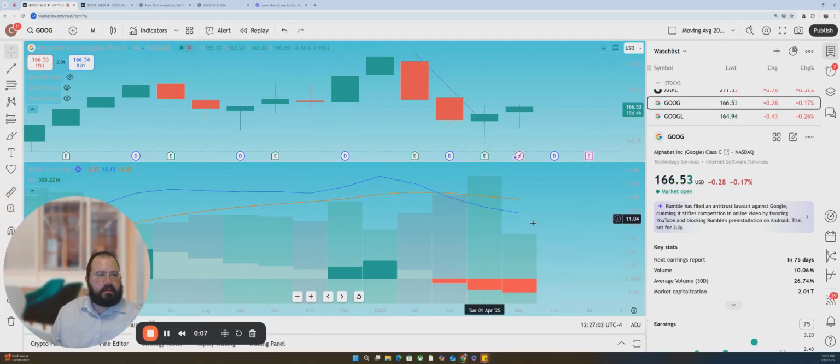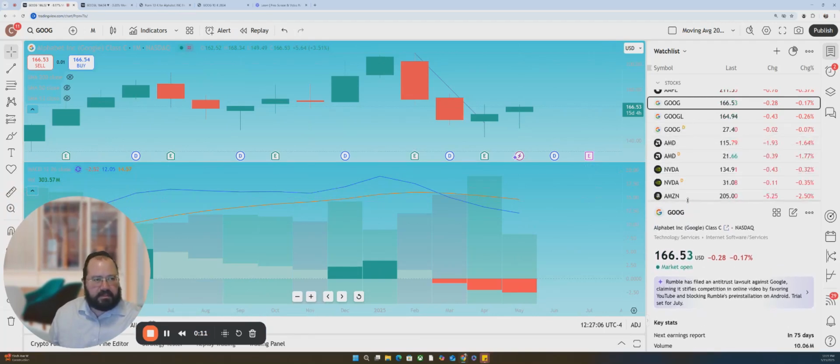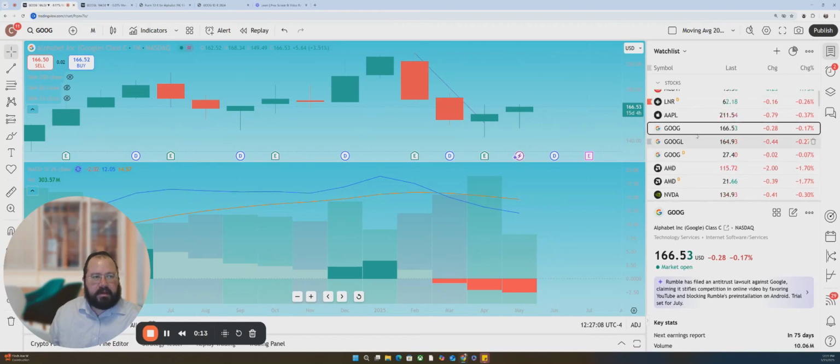Okay, so we're following up on our prior video where we discussed the difference between Class C of Google and Class A of Google. So we have GOOG and we have GOOGL. One has an L at the end, and that's Class A, and one does not have an L, and that's Class C. And we explained the difference on a prior video that Class A has voting rights, while Class C does not have any voting rights.